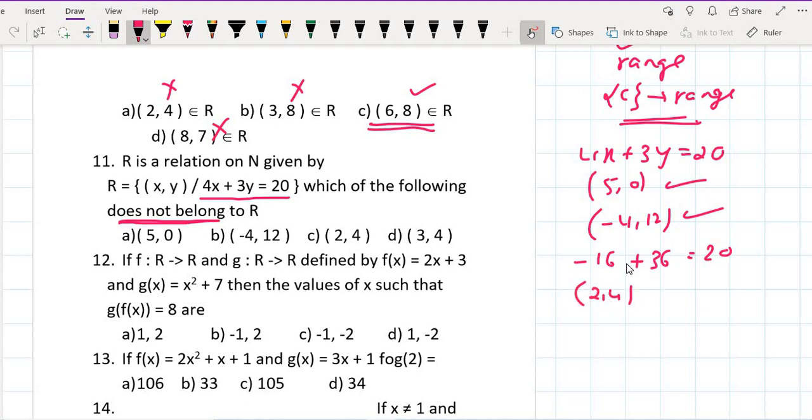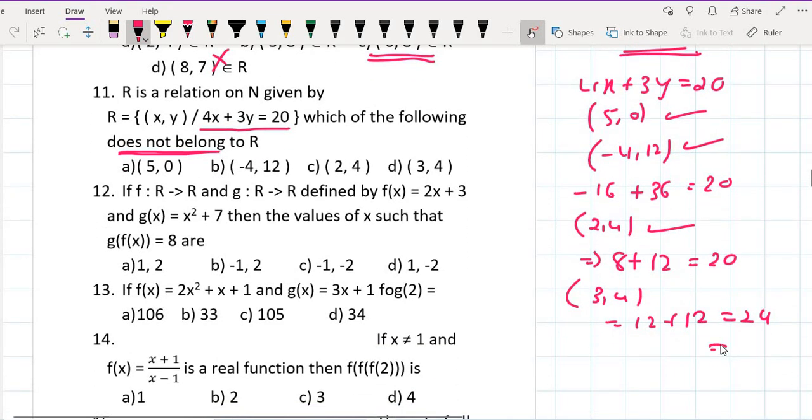Consider (2, 4). 4 2s are 8. 3 4s are 12. Again you are getting 20. So this also holds good. So consider the last option, means (3, 4). 4 3s are 12. 3 4s are 12. It is 24, not equal to 20. So last point does not hold good, means that last point does not belong to R depending upon this condition. So (3, 4) does not satisfy this condition. So answer is D. Option D holds good.